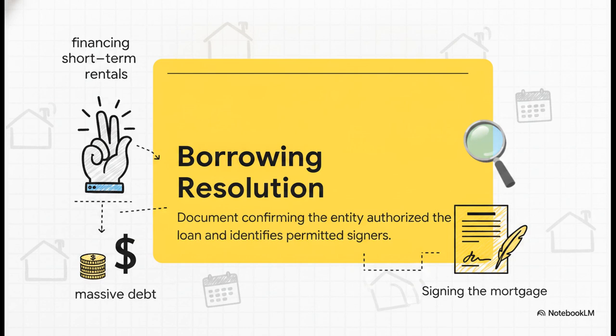A really unique requirement here is something called the borrowing resolution. Lenders often require this on their own specific forms, even if your operating agreement already grants you authority. It acts as this official secondary sign-off. It's basically the company formally raising its hand and saying, yes, we totally agree to take on this massive debt, and this specific person is authorized to sign the mortgage on our behalf.